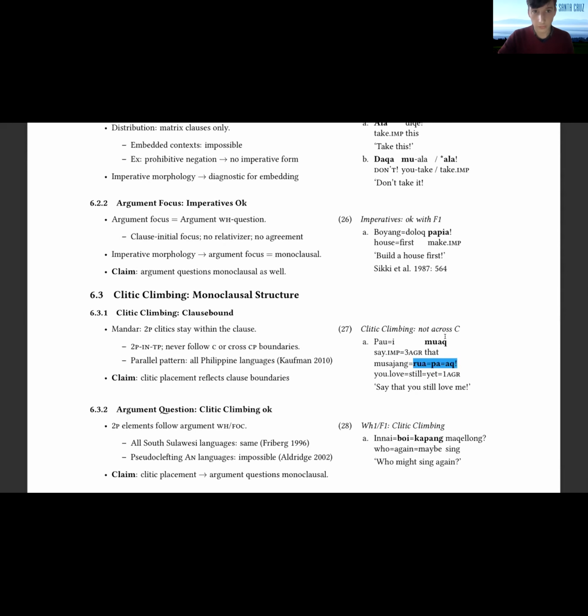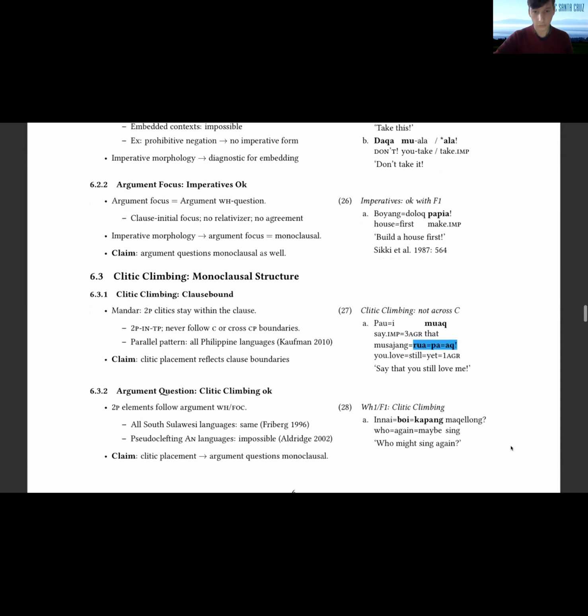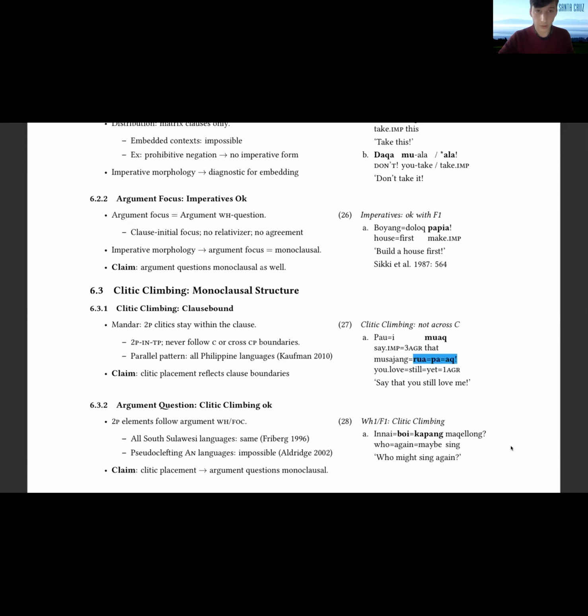In an argument question or an argument focus construction, clitics can move from the lower predicate onto the argument WH word. So if you want to say "who might sing again", you can literally say "who again might sing". These are clitics like "again" that are associated with the lower predicate that can follow the initial WH word. This is an argument that an argument question is actually monoclausal. There's no biclausal structure as a pseudocleft analysis would predict. So in other words, this thing is in fact monoclausal and involves direct displacement.